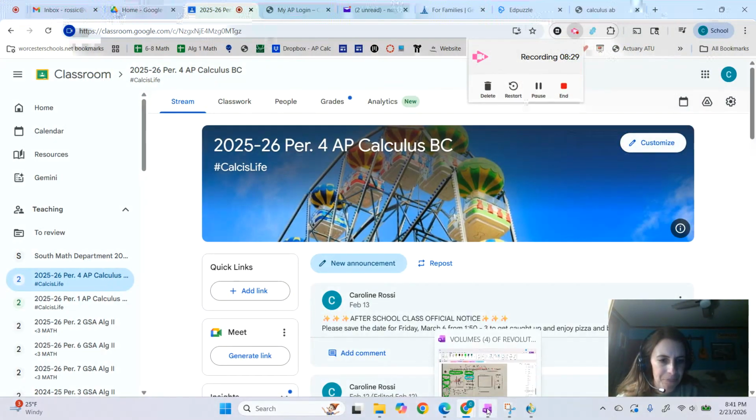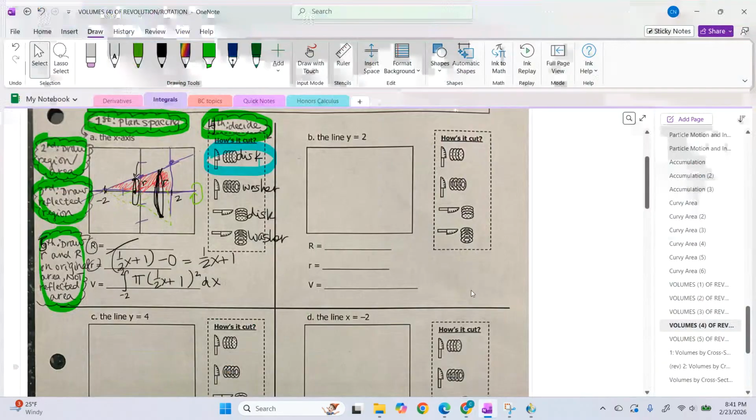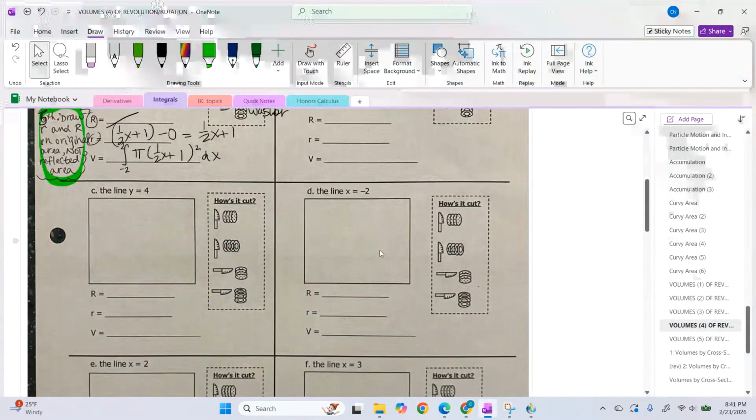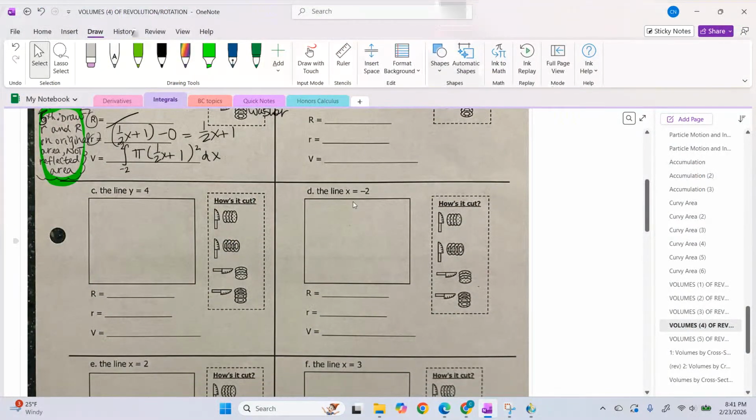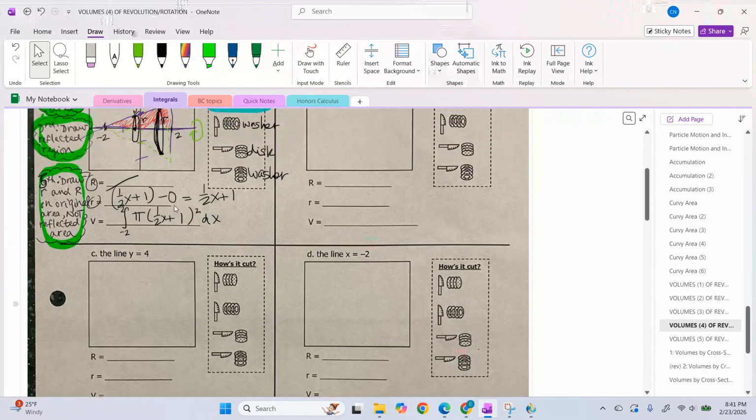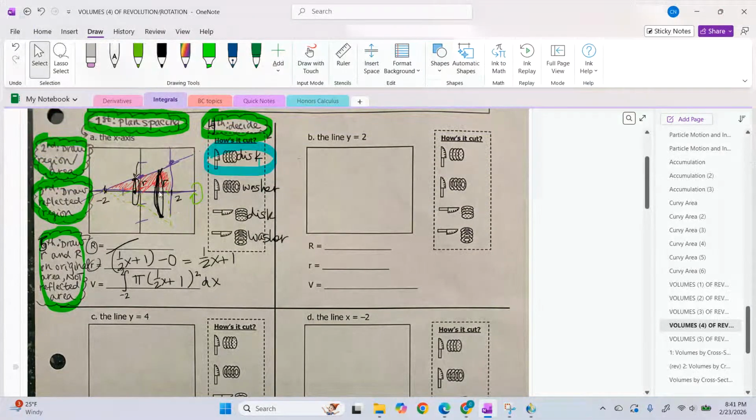All right, you ready? Let's go ahead and do C together, and then I'll mix it up and do one where we are revolving around a line with X. Okay, so for this one, we want to revolve around y equals 4. So let's think about this for a minute. I need to plan my spacing. So I'm revolving around y equals 4.